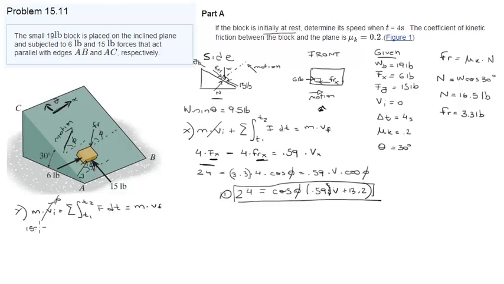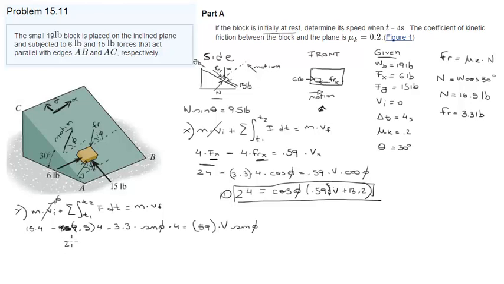Let's see, the 15 times 4 minus 9.5 times 4. The 9.5 is the y component of the weight, in case you're wondering where that comes from, minus the friction, which is 3.3 times the sine of phi, because the y component of the friction is the friction times the sine of phi, times 4, and that equals 0.59 times the y component of the final velocity, which would be v sine of phi.